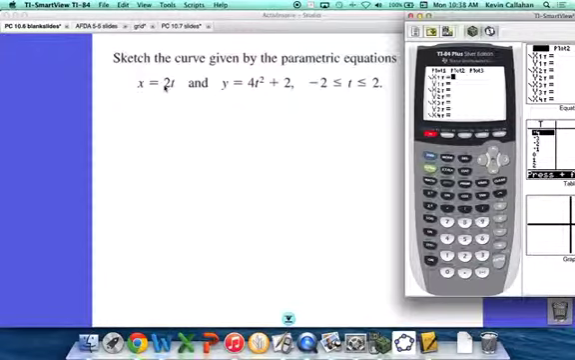Now notice that in order to get the t, you still hit that same x button. That x button has actually got 4 variables on it, right? The first one is x, but the next one over is t. So when you set it to parametric and you hit that, that brings up the t. Right? Enter. And for the y, 4t squared plus 2.